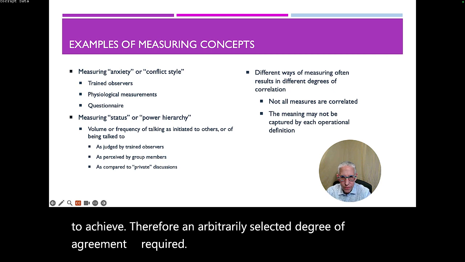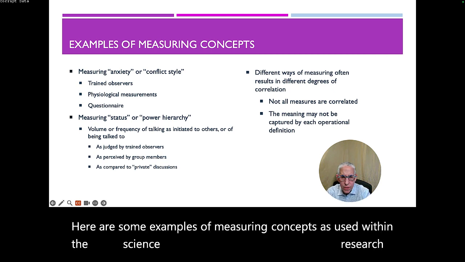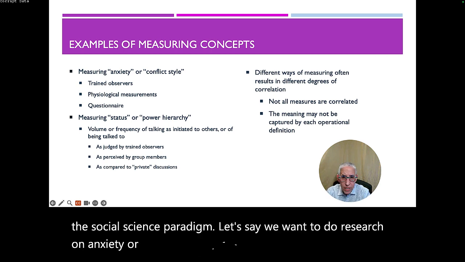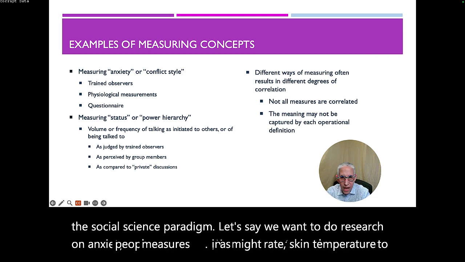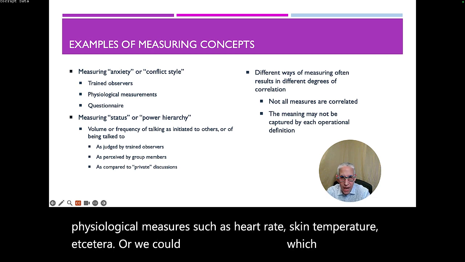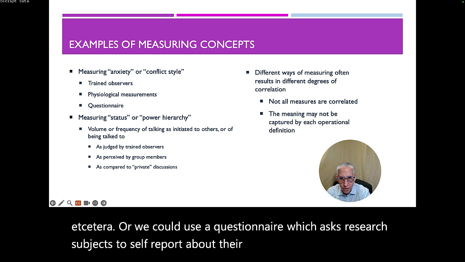Here are some examples of measuring concepts as used within the social science paradigm. Let's say we want to do research on anxiety or conflict style. We might use trained observers to observe people interacting in a laboratory situation, or use physiological measures such as heart rate, skin temperature, etc. Or we could use a questionnaire which asks research subjects to self-report about their experience of anxiety or conflict.